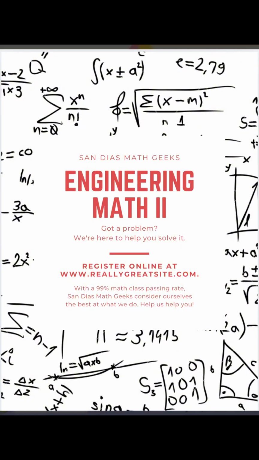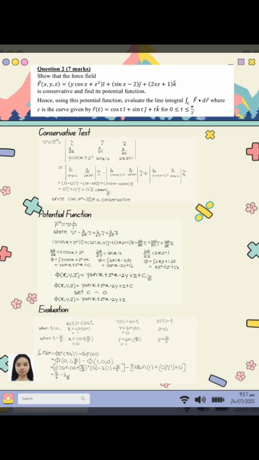The question is, given the force field, we need to show that the force field is conservative. Therefore, we need to do a conservative test, which is to find the curl of the force field. Based on the calculation, we obtain that the curl of the force field is equal to 0, which means the force field is conservative. We also need to find the potential function.